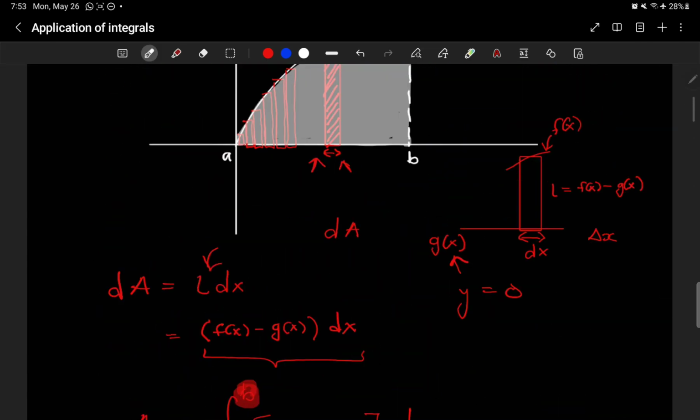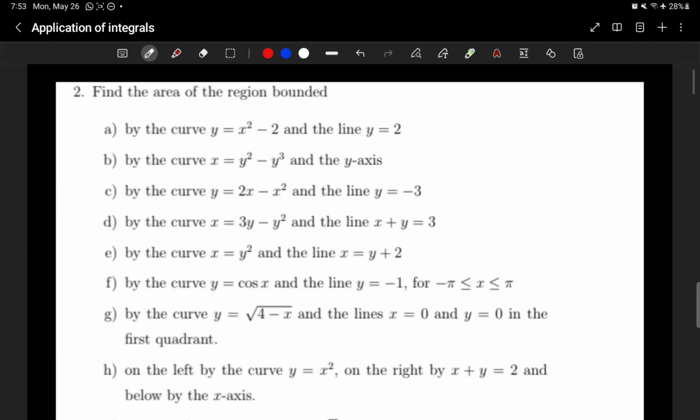Let's pick another example that we can work out using this approach very fast. So this time around, I'll go for E. And in E, we have x is equal to y squared, and the line x is equal to y plus 2.